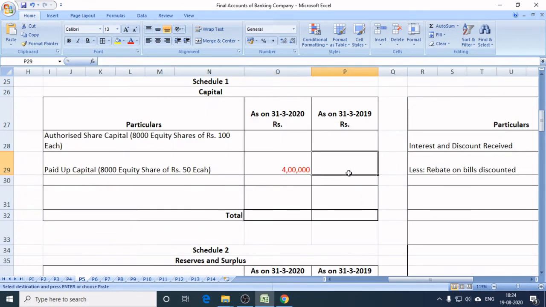Now see here, the paid up value per share is rupees 50 and the total paid up value is 4 lakh. If you divide 4 lakh by 50, then you will get the number of shares. Therefore the number of equity shares is 8,000. So here I have mentioned 8,000 equity shares of rupees 50 each, and the face value per share is 100. Therefore the authorized capital is 8 lakh rupees. So here the paid up value is half of face value, and the total paid up capital is half of authorized capital. For calculation purposes, we are going to consider only the paid up capital.